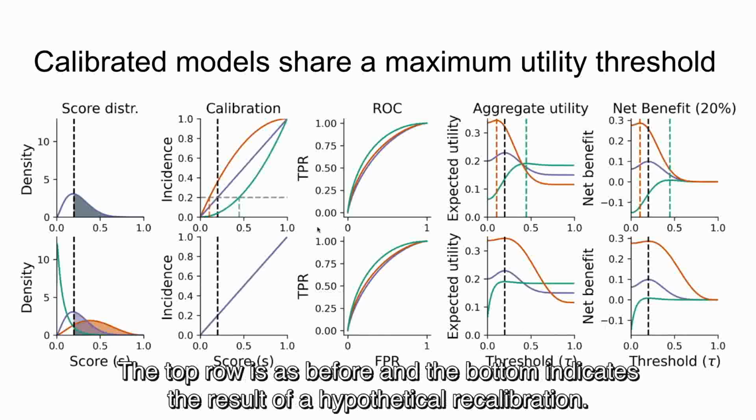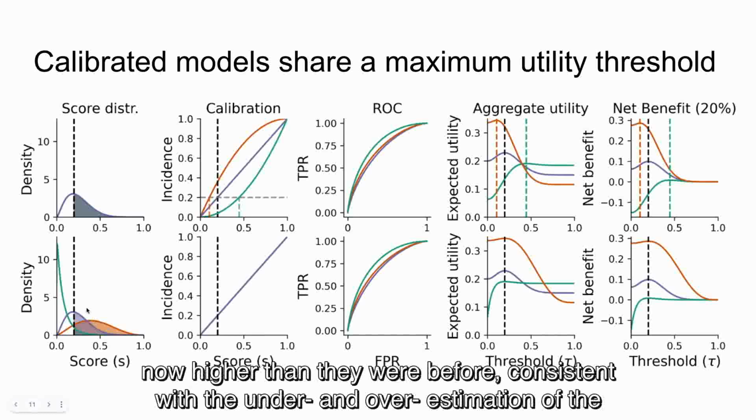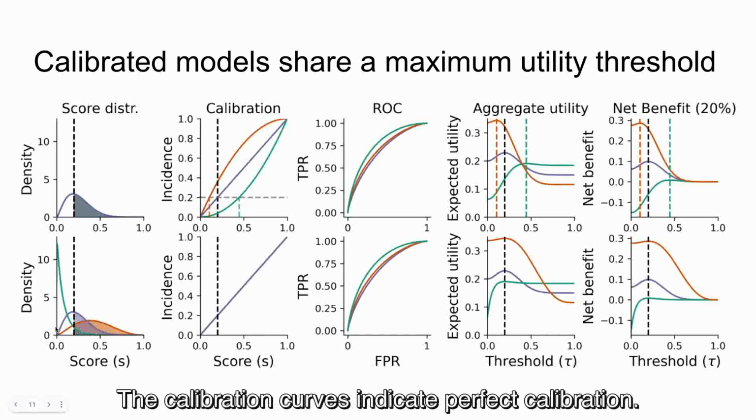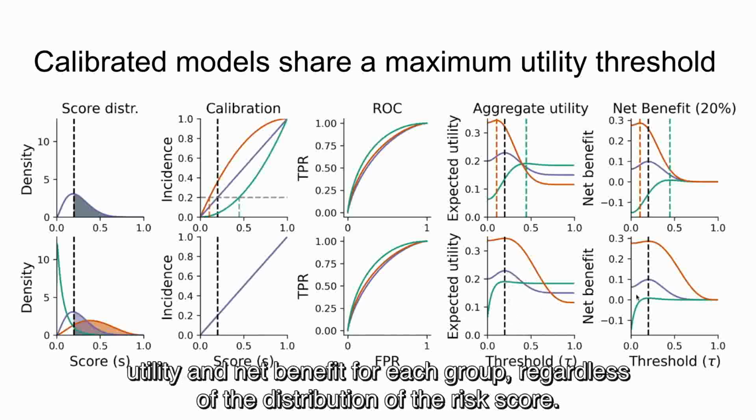The top row is as before, and the bottom row indicates the result of hypothetical recalibration. As you can see, the score distributions are such that estimates for the orange group are now higher than they were before, consistent with the under and overestimation of the miscalibrated models. The calibration curves indicate perfect calibration. The ROC curves are completely unchanged. The key result, however, is that a single globally consistent threshold maximizes utility and net benefit for each group, regardless of the distribution of the risk score.